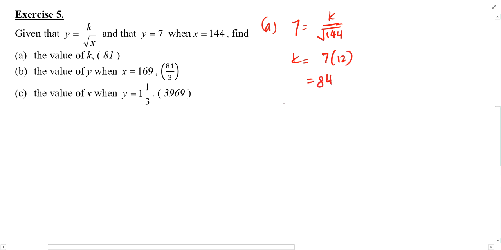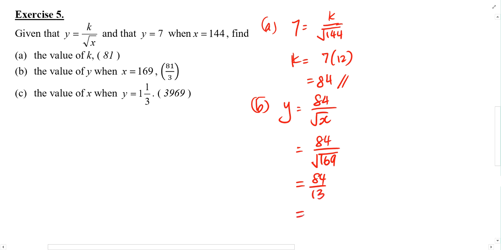So y is supposed to be equal to 84 over square root x. Now, for part B, substituting the value of x equals 169, you get 84 over square root 169 equals 84 over 13, which cannot be simplified, right? Okay, that's it.